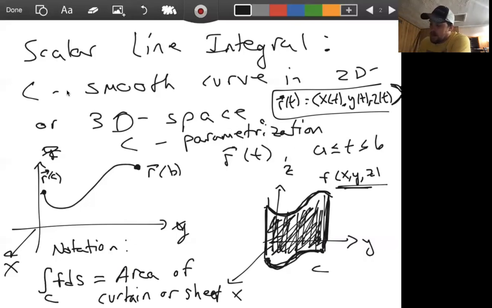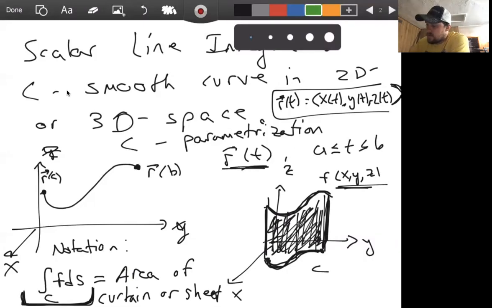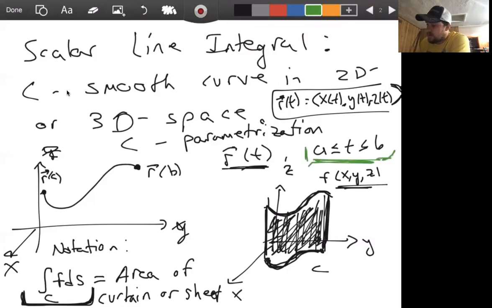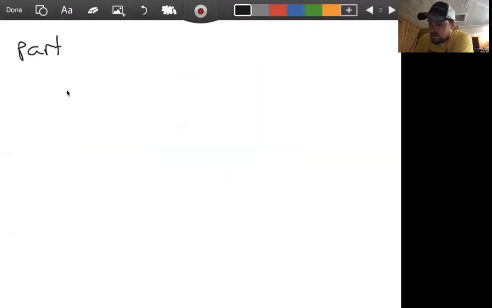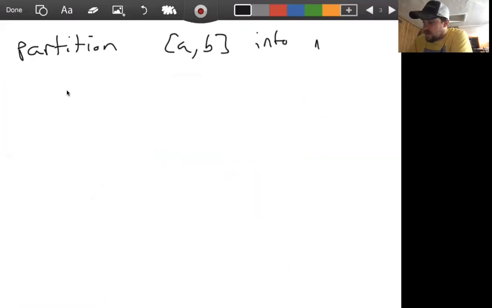And so now we want to see, how can we construct this, right? Well, we have this parameterization. How can we construct a formula for this integral? That's what we'll be doing here. We have this parameterization here. And so we can subdivide, right? We can partition our t interval here. So let's partition, kind of the same old song and dance when you're defining integrals. Let's partition this interval [a, b] into n subintervals.